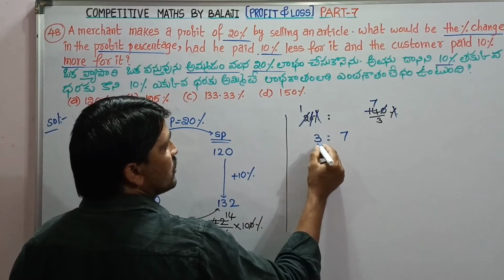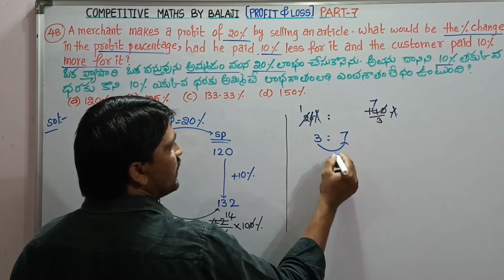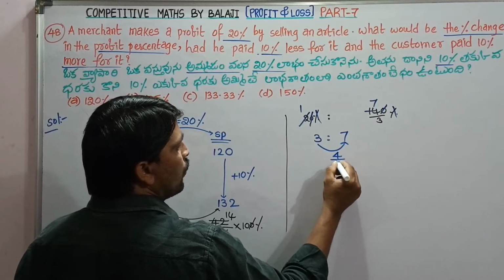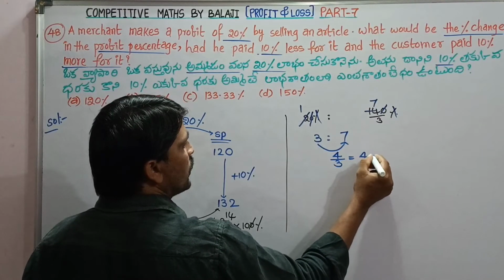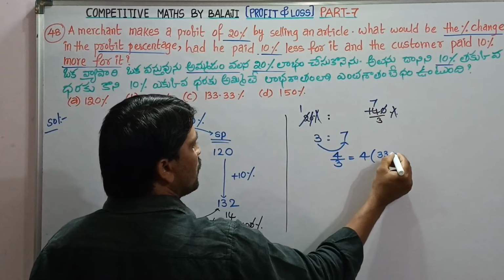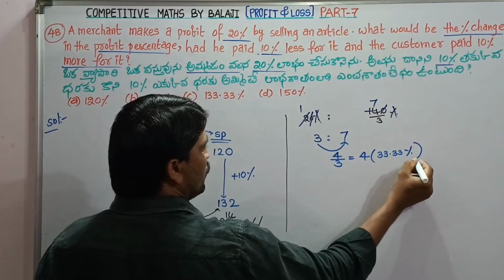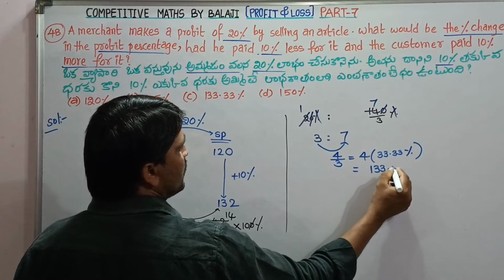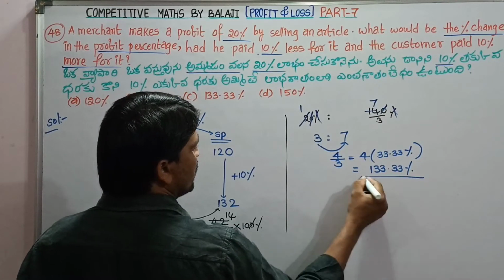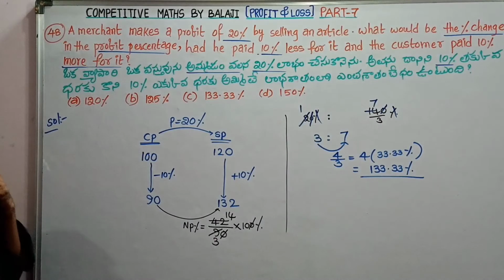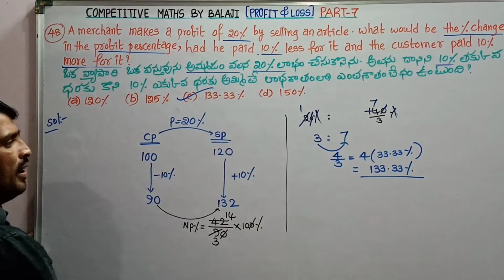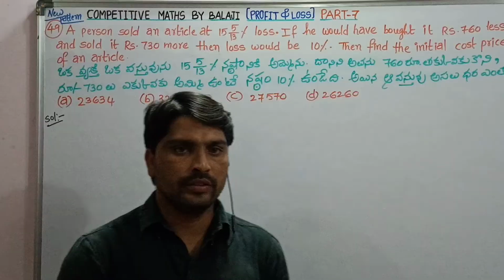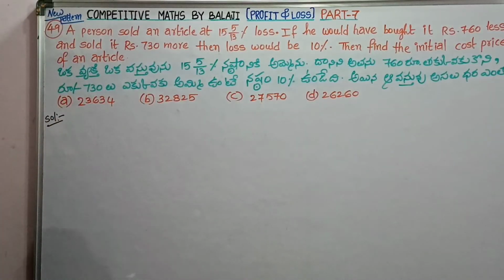The change in the profit percentage is 4 units over 3 units. That is 4 times of 1 by 3 means 33.33%. So 4 times of 33.33% is 133.33%. Yes, therefore the percentage change in the profit is 133.33%. Next question, new pattern question 49.